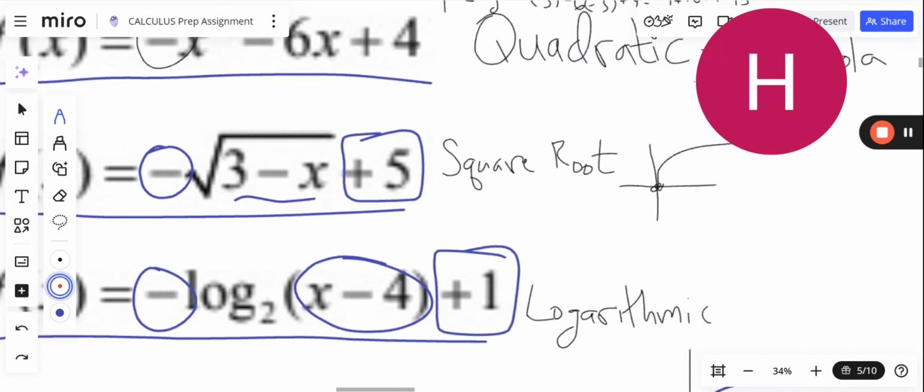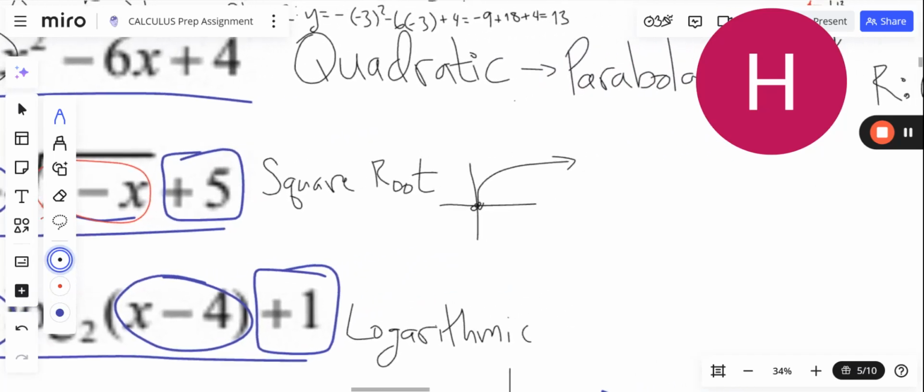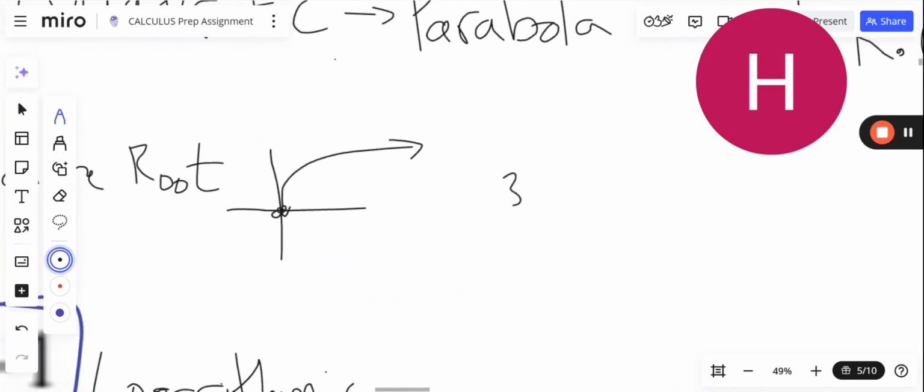What's the restriction? The inside here needs to be non-negative. So that means that 3 minus x, that's the inside of the square root, needs to be greater than or equal to 0, and it will not be negative. So what does that mean? If we just add x on both sides, that means x is less than or equal to 3. Or you could say 3 is greater than or equal to x. That's how it looks right now.